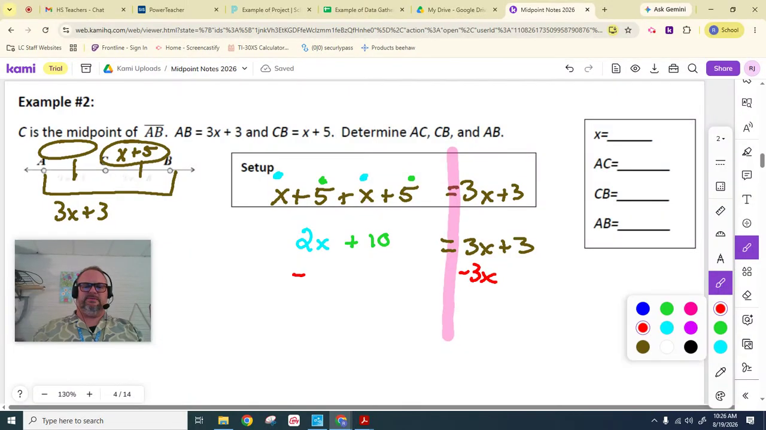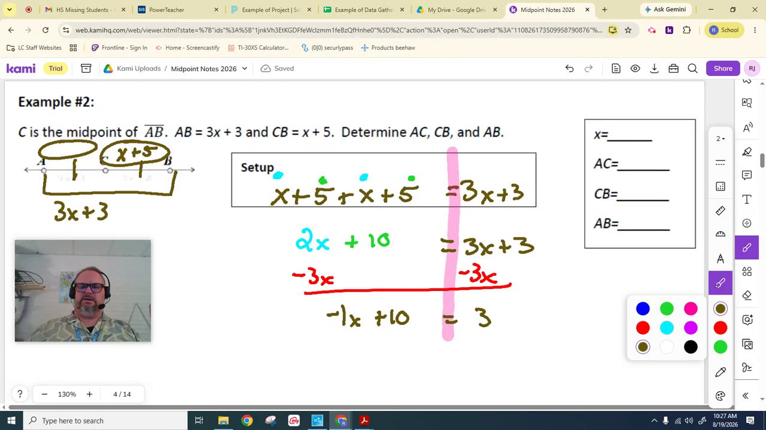All right. Now, variables on the left. Plus 10 is 3. All right. Constants on the right.